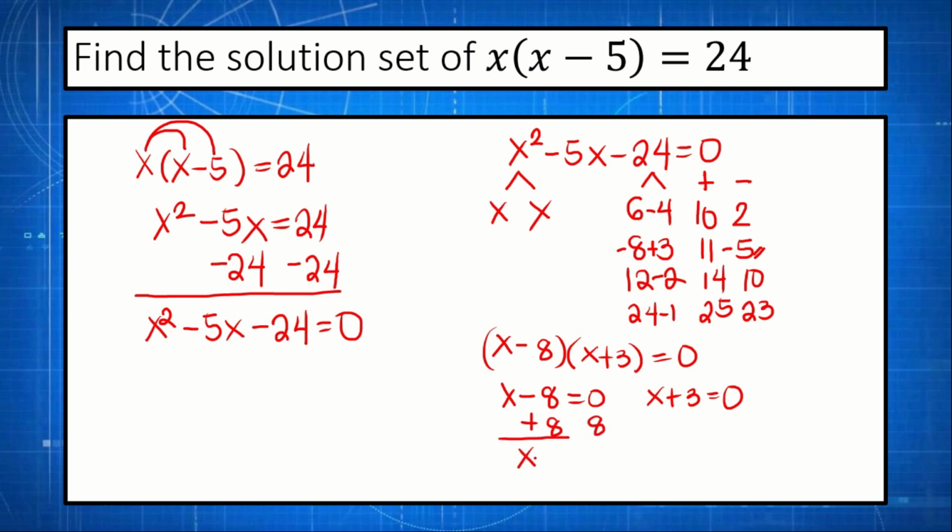Then we have x is equal to positive 8. Okay, then we subtract both sides of the equation by negative 3. So this is x is equal to 0 plus negative 3. We have negative 3. So these are the roots of the quadratic equation x squared minus 5x minus 24.